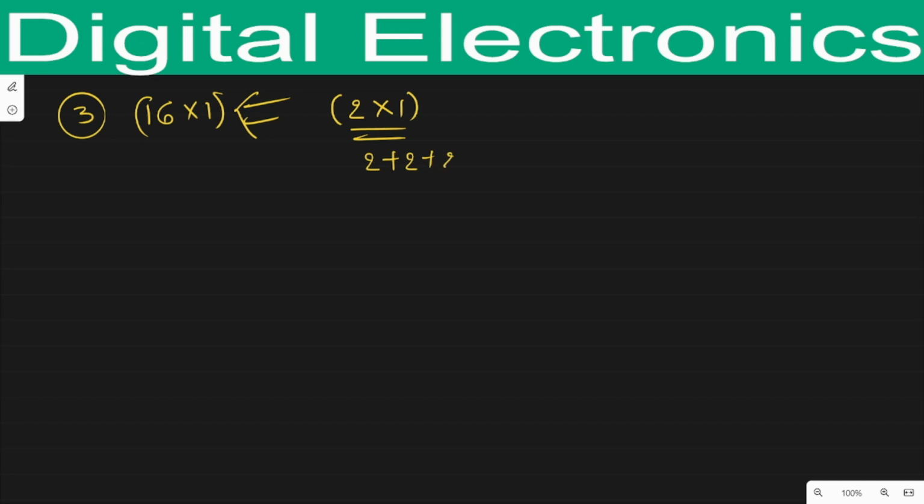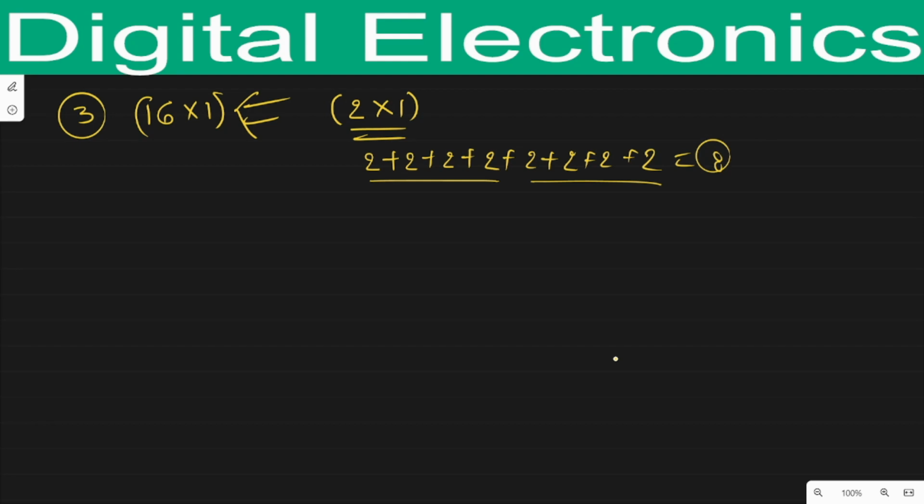2 plus 2 plus 2 plus 2 plus 2 plus 2 plus 2 plus 2. How many 2's are required? 8 2's are required to complete this 16. It means that a total of 8 2 cross 1 mux are required in the starting stage.